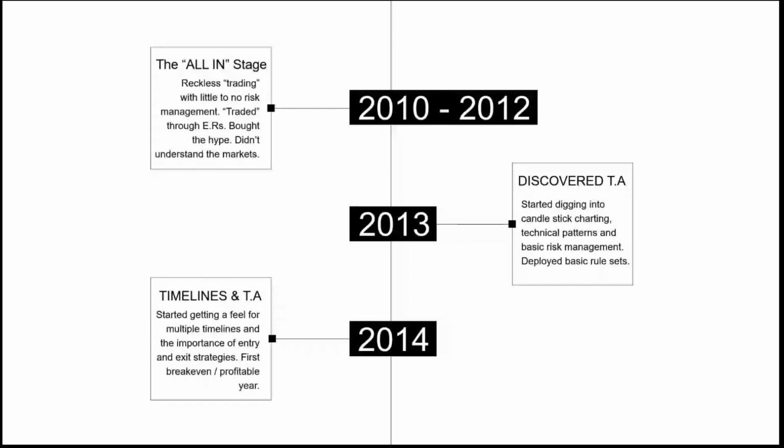Then 2014, I focused on timeframes and technical analysis. I started getting a feel for multiple timeframes and the importance of entry and exit strategies. This was the first year that I broke even, and it might have even been slightly profitable.